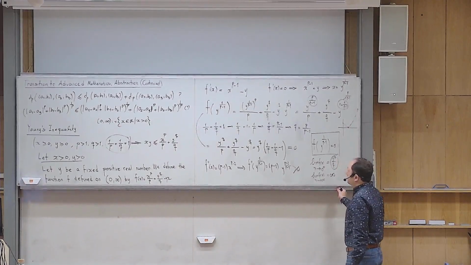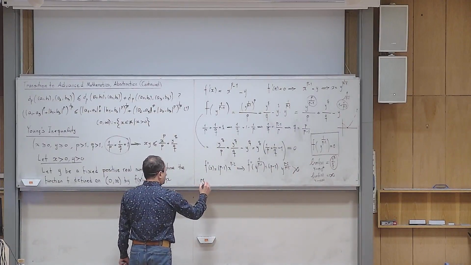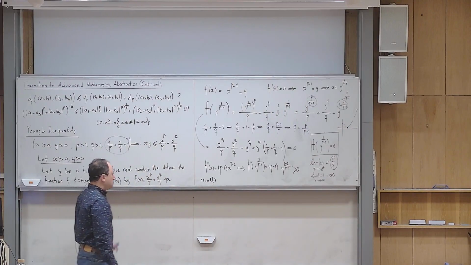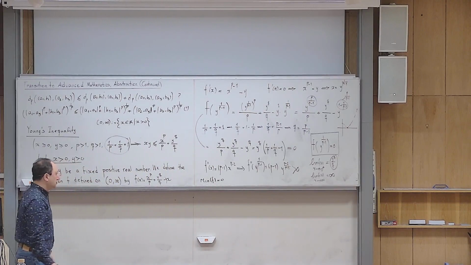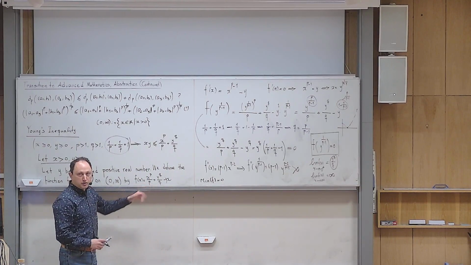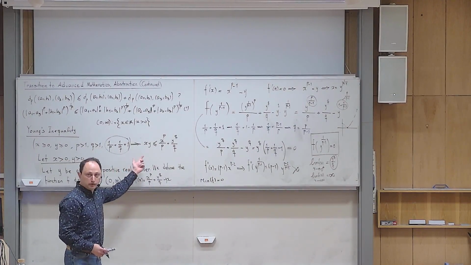So what did I do? I was able to show that the minimum of my function on the interval of interest is 0. And that's the global minimum. And then I am done. Because if the minimum is 0, it means that my function is always greater than or equal to 0. And that's exactly the inequality that I want to prove.